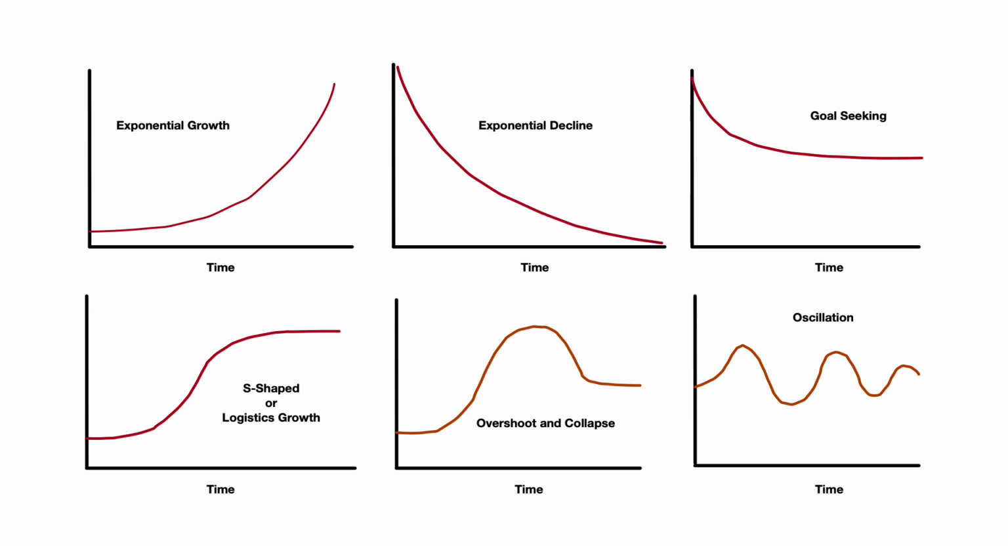And this is the different types of behavior modes that we're interested in modeling. There's exponential growth, exponential decline, goal-seeking, S-shaped or logistic growth, overshoot and collapse, and oscillation. The argument is that these behavior modes will show up in the actual data. It may not be identical. It may be a combination of these different behavior modes that you're observing in your data.